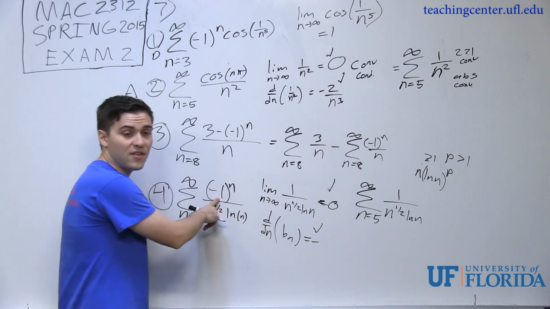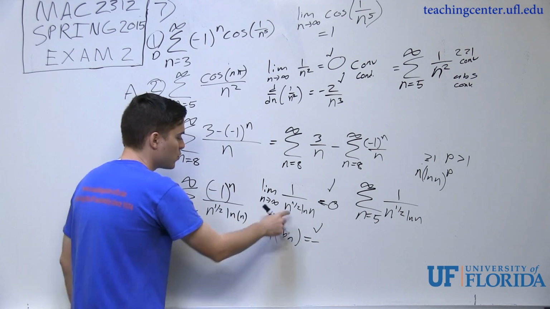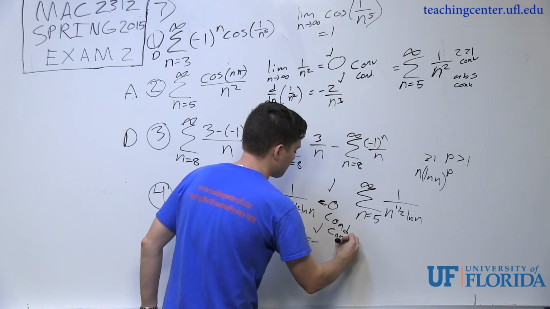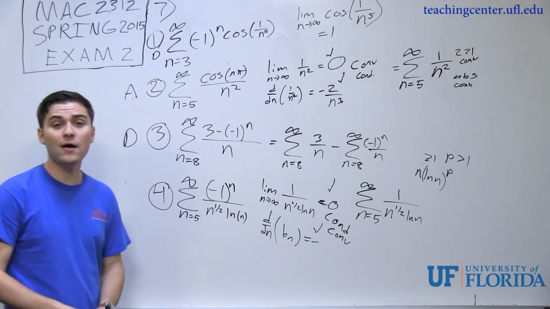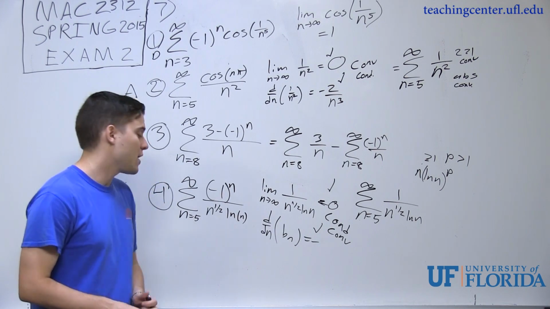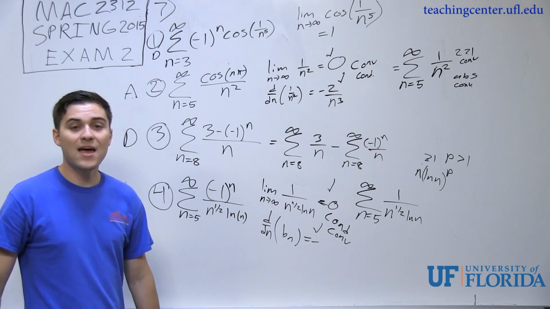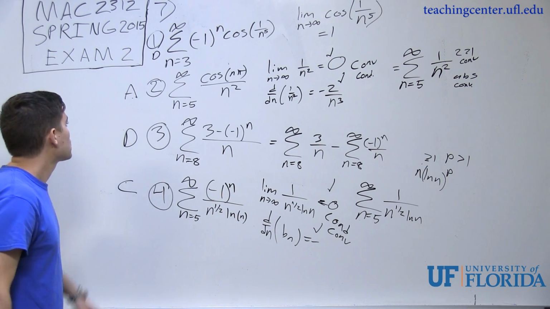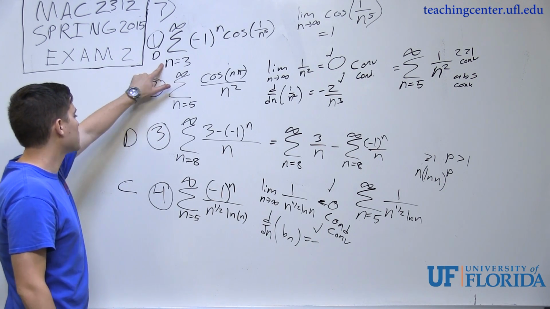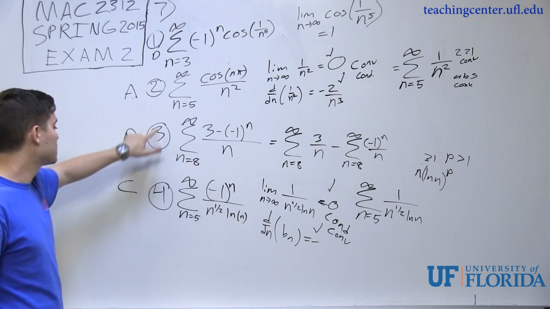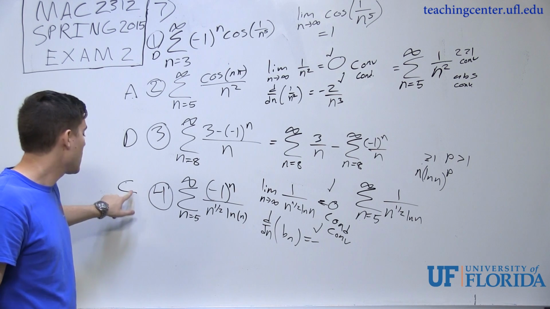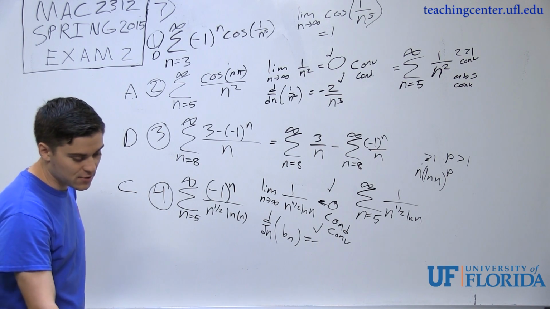However, it started with an alternating term, which means that it should only be conditionally convergent. So when I took the absolute value, it didn't converge anymore, but it still converged when I had that alternating term in there. So this term, I'm going to mark it as C. So my first series was divergent, my second one was absolutely convergent, my third one was divergent, and my fourth one was conditionally convergent. Because of that, my answer is C.